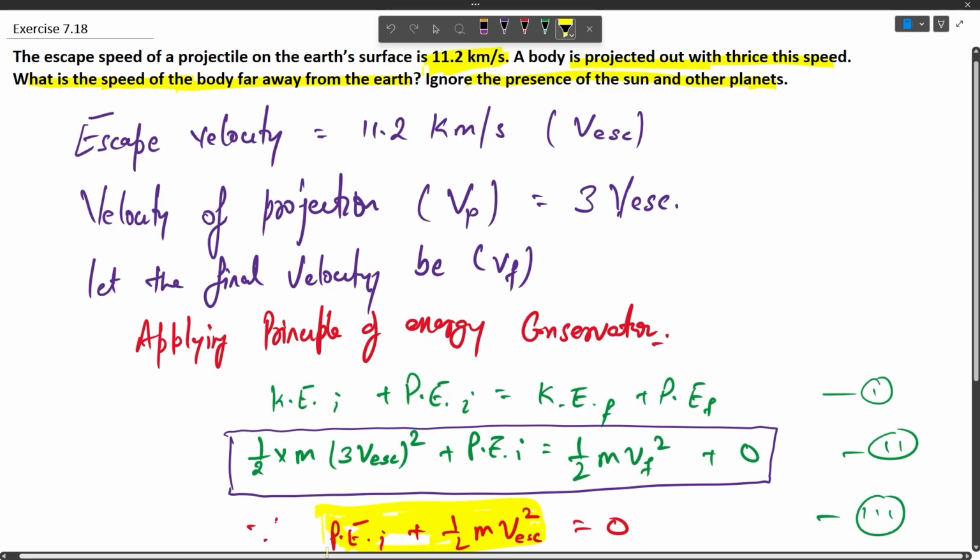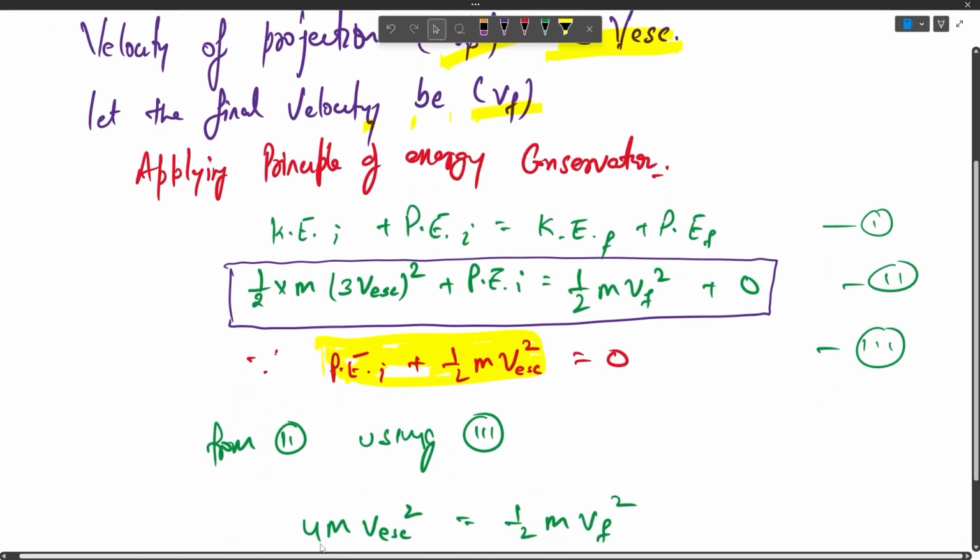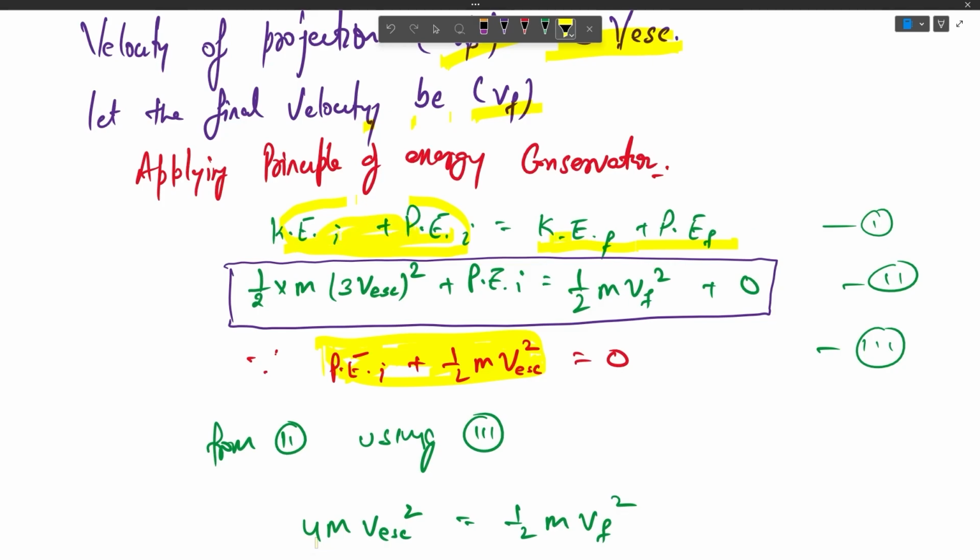So let us represent VESC as the escape velocity and the velocity of projection as Vp, that is 3 VESC, and the final velocity that the body has is V final, since the body is projected with thrice the speed of escape velocity. So applying the conservation of energy principle, the kinetic energy initial plus potential energy initial must be equal to kinetic energy final plus potential energy final. Here the initial state refers to the state where the body is on Earth's surface, and the final state is where the body is out of the influence of gravity.